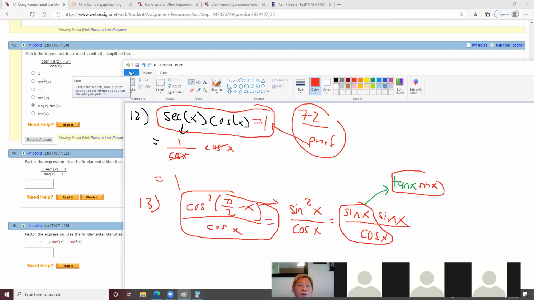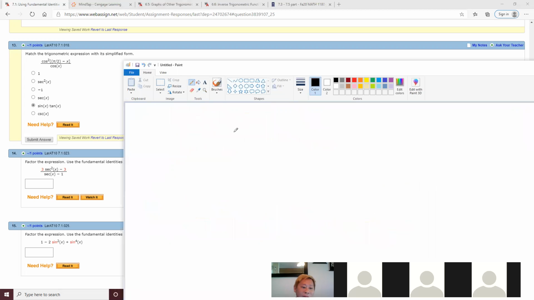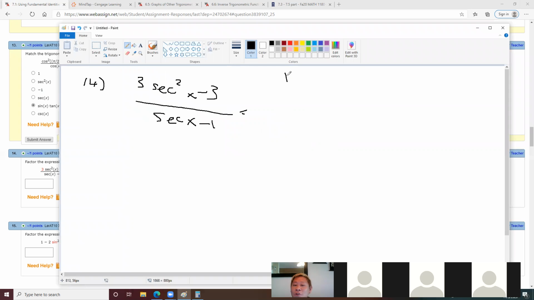Let's do one more before we close, number 14: 3 secant squared x minus 3, over secant x minus 1. This is even worse, not even a multiple choice, so you have to type in your answer here. I can give you the answer, but you have to prove it. I know the answer. The answer in this case is 3 secant x plus 3.